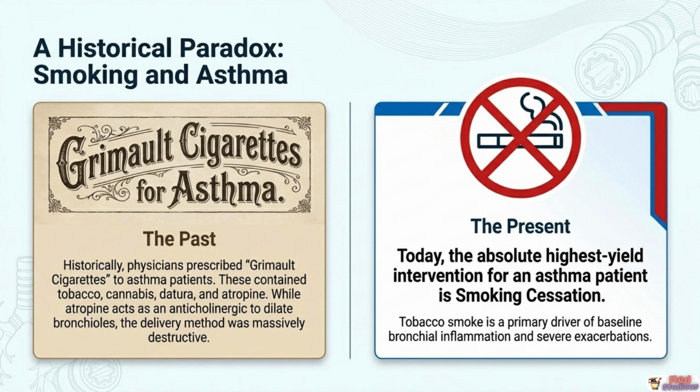Today, of course, we understand the full picture. Tobacco smoke is a primary driver of chronic bronchial inflammation and is directly responsible for triggering severe exacerbations. The single highest yield non-pharmacological intervention you can offer any asthmatic patient who smokes is smoking cessation. Above every inhaler, above every controller medication, if the patient smokes, stopping smoking has the greatest individual impact on disease course and exacerbation frequency. This is a critical counseling point that must accompany every asthma management plan.